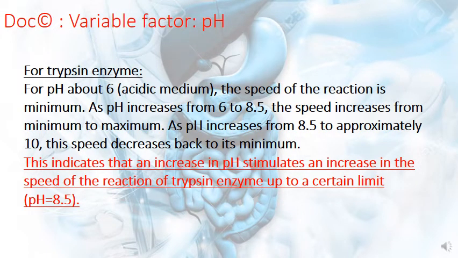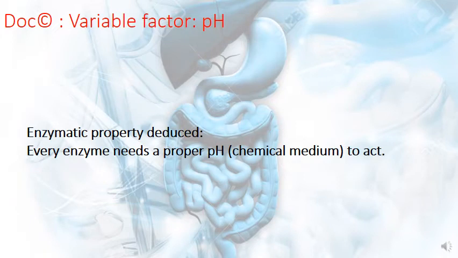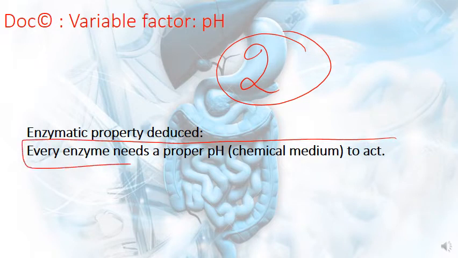For the trypsin enzyme, also, for pH equals 6, acidic, the speed was minimum. As it increases from 6 to 8.5, to the basic, the speed of the reaction increases from the minimum to the maximum. And then, as it increases from 8.5 to approximately 10, the speed decreases back to the minimum again. This indicates that an increase in the pH stimulates an increase in the activity, but up to a certain limit. In the case of trypsin, 8.5 was the optimum pH, which means the best pH. Here is the second enzymatic property: every enzyme needs a specific chemical medium or proper pH.